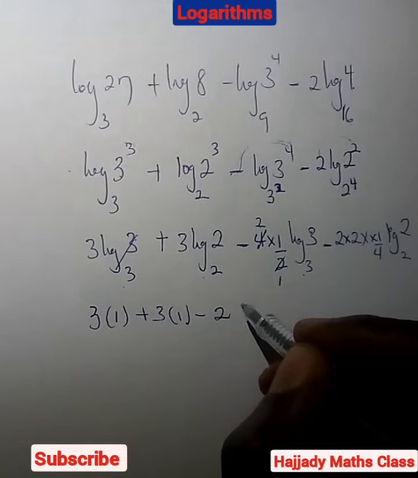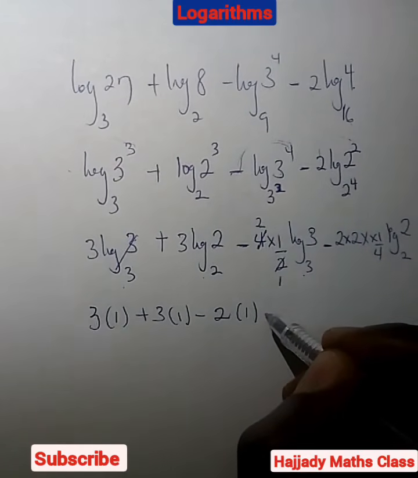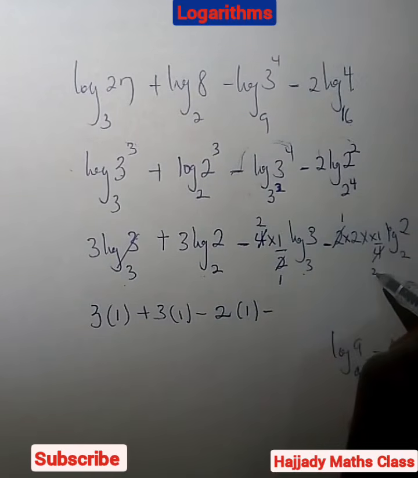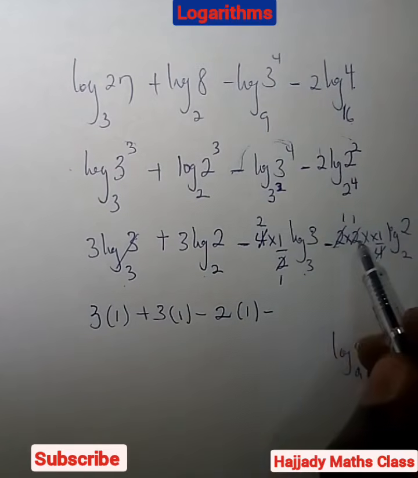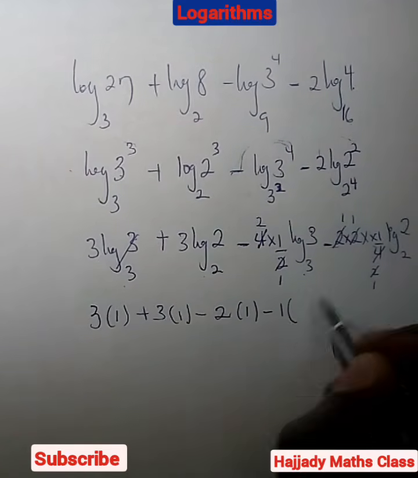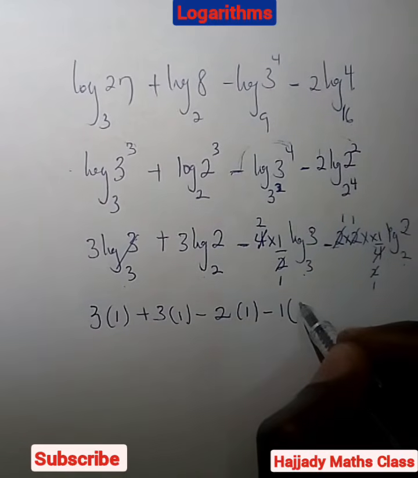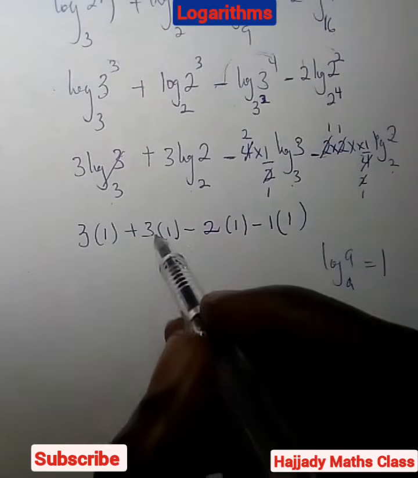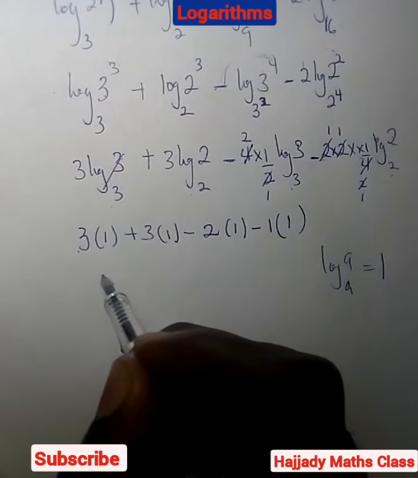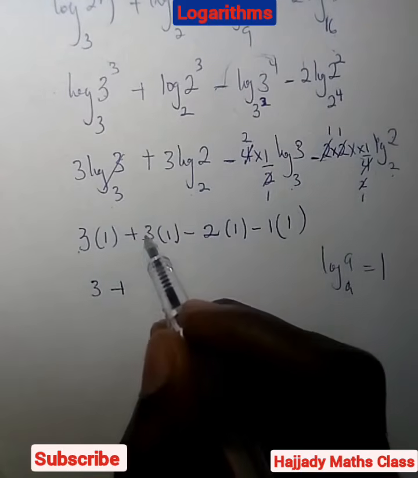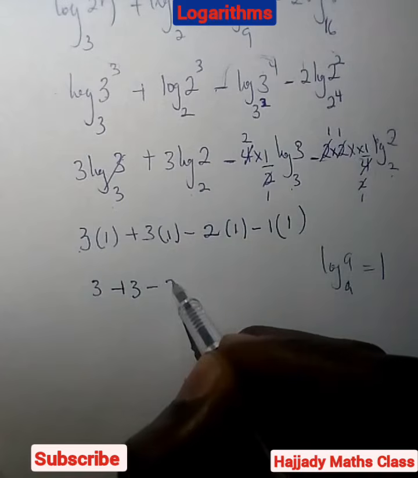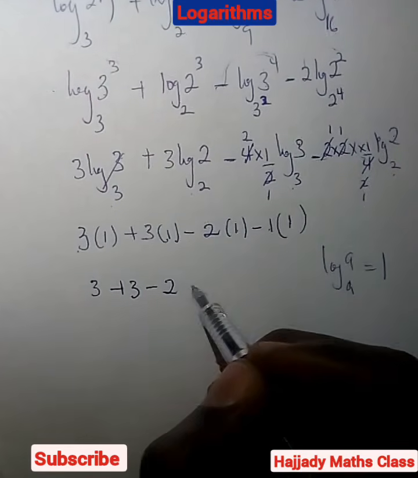Log 3 base 3 is the same as 1, minus 2 into 1, 2 in 4, 2, 2 into 1. So we are left with nothing here. We have 1. And log 2 base 2 here also gives 1. Mathematically speaking, we have 3 times 1, which gives 3. 3 times 1 gives 3. Minus 2 times 1 gives 2. Minus 1 times 1 gives 1.